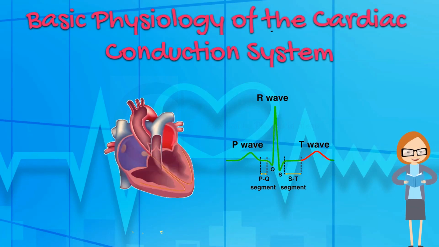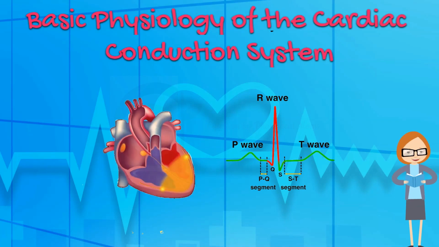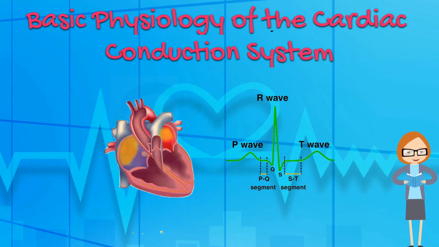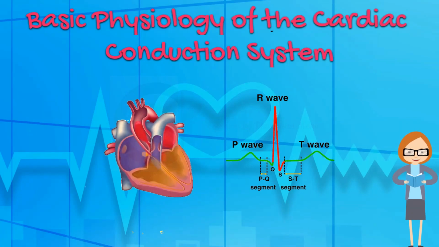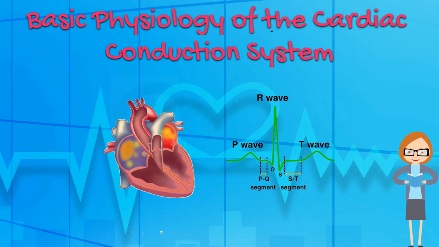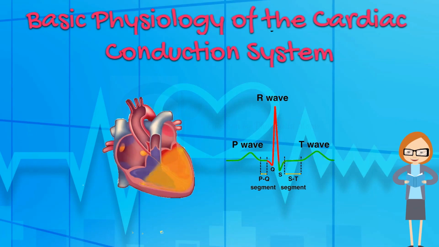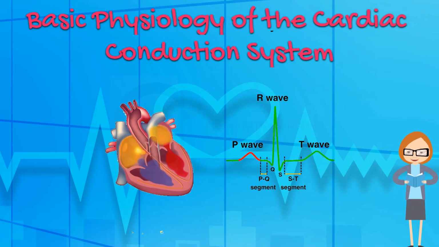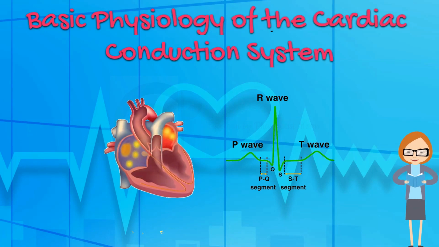The PR, QT, and RR intervals represent the duration of conduction through the AV node, the duration of ventricular depolarization to repolarization, and the duration between each cardiac cycle, respectively. The PR and ST segments represent the isoelectric interval between depolarization and repolarization of the atria and ventricles.